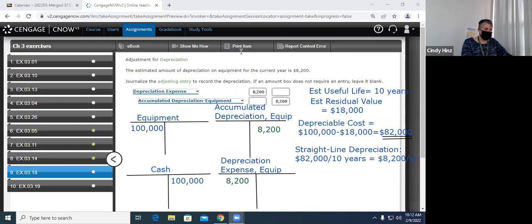Accumulated depreciation, I'm just going to put some terminology here on the screen. Accumulated depreciation is an account type that we have not yet seen. It is called a contra asset.